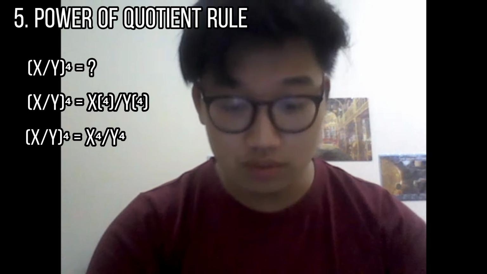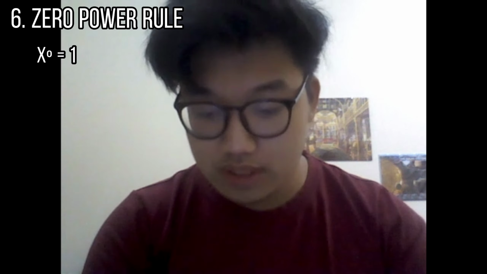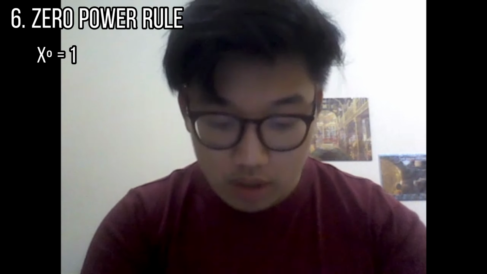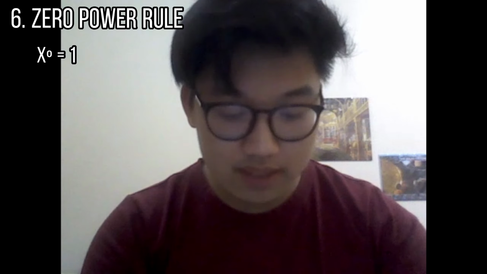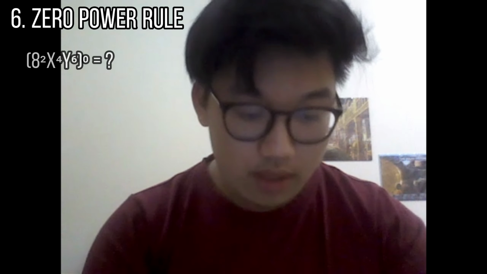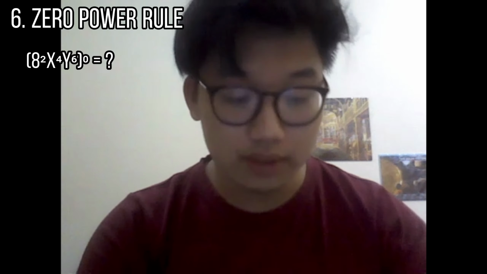Next, we have the zero power rule. Any base raised to the power of 0 is equal to 1. The easiest way to explain this rule is by using the quotient of powers rule. Following the quotient of powers rule, subtract the exponents from each other, which cancels them out, only leaving the base. Any number divided by itself is 1. No matter how long the equation, anything raised to the power of 0 becomes 1.